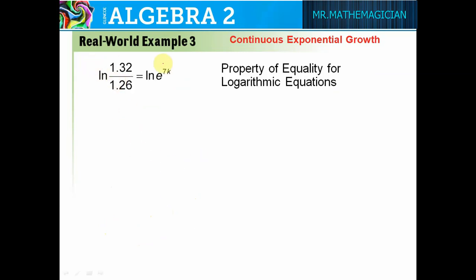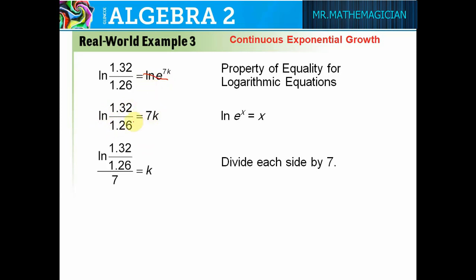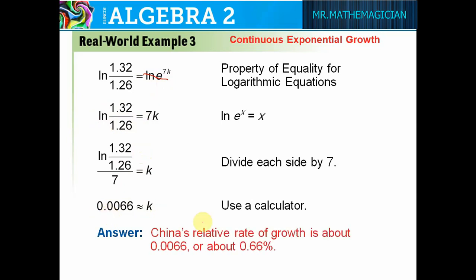And also we can take ln for both sides, so that ln will vanish the e. So it becomes ln 1.32 over 1.26 equals 7k. Now let's divide by 7 for both sides, so that you can know the k equals 0.0066. So China's relative rate of growth is about 0.0066, or about 0.66%. To get the percent, you just move the decimal point to the right 2 places.